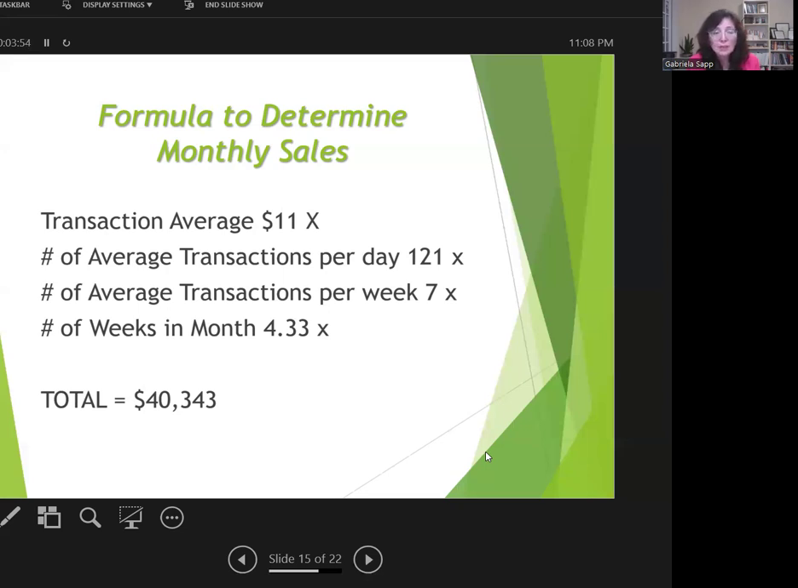The second step will be to determine the average transactions per day, and you find this information in your POS reports. In this case, we are assuming it's 121 transactions per day, and we are also assuming that you are opening 7 days a week. So you will multiply $11 by 121 transactions per day, 7 days, and 4.33 weeks per month. We calculate that by dividing 52 weeks by 12 months, which is 4.33 weeks per month. The total is $40,343 expected revenue if you have this data.